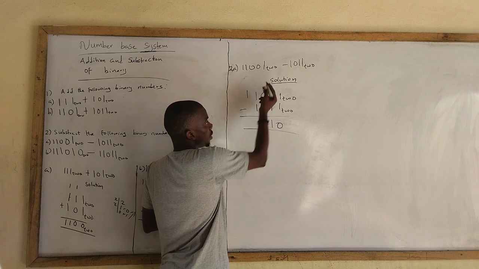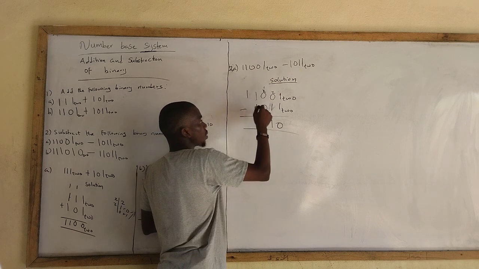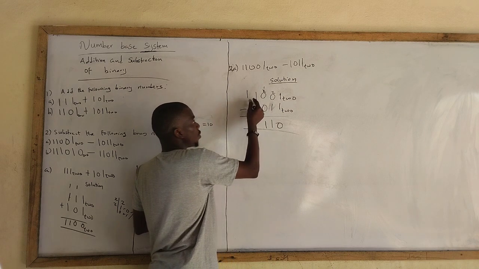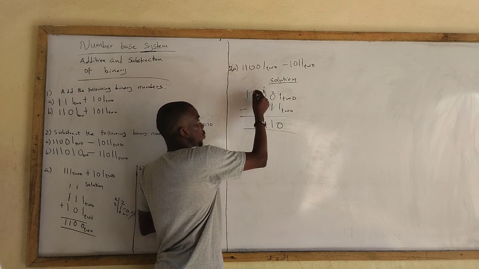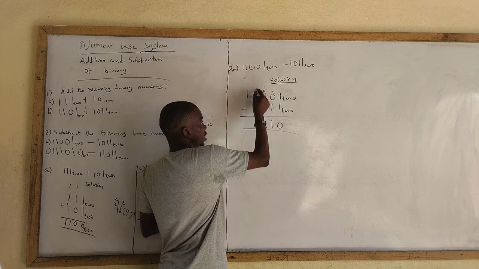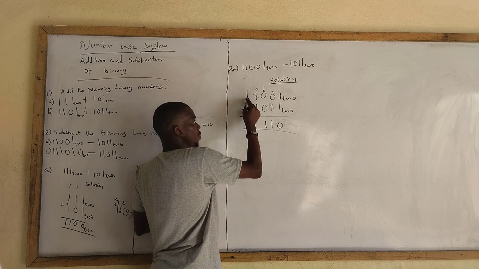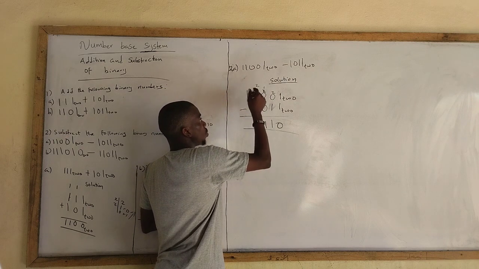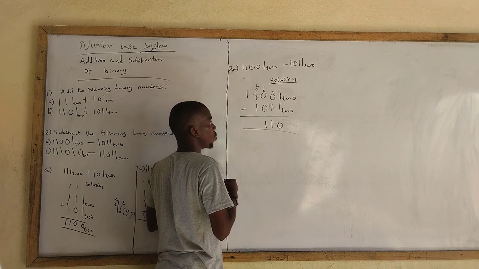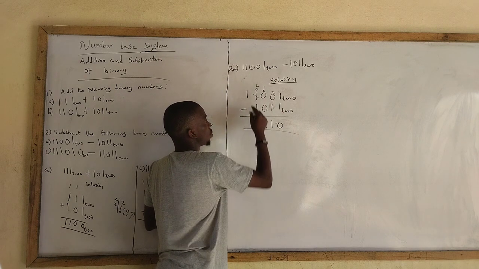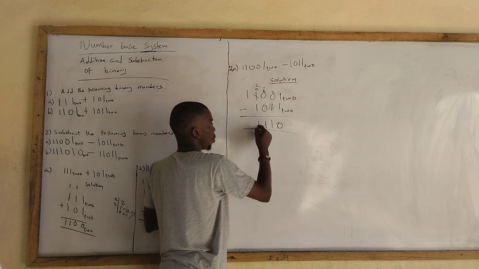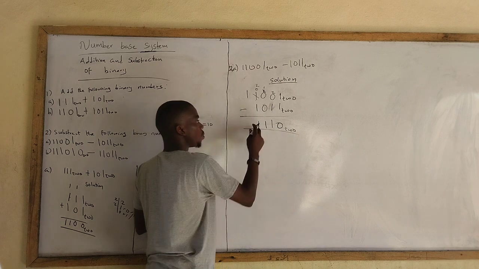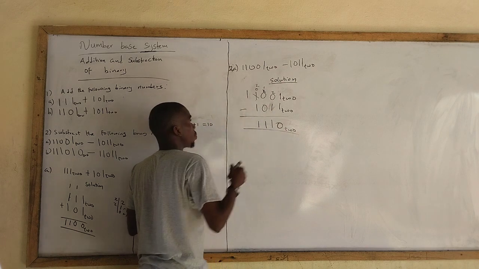Okay, so here is left with 1, remember, so 1 minus 0 is equal to 1. Remember, we borrow 1 from here to here, so this was 0 left here. This had nothing, so we borrow the 1 from here, and on arriving here becomes 2. So 2 minus 1 becomes 1. Alright, so we have 1 1 1 0 base 2.